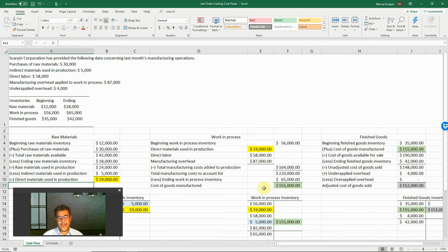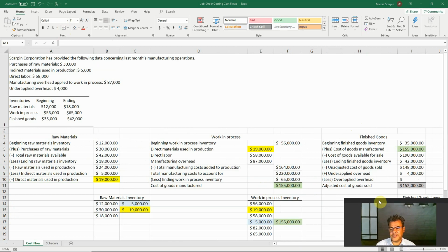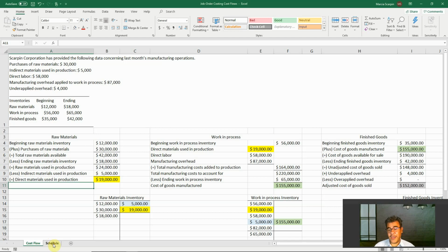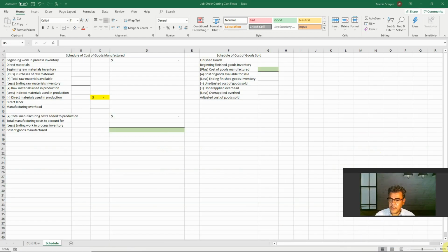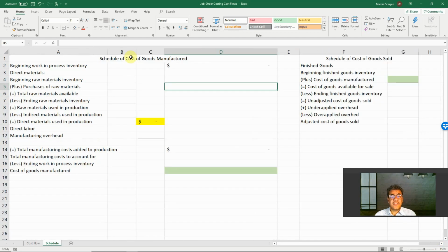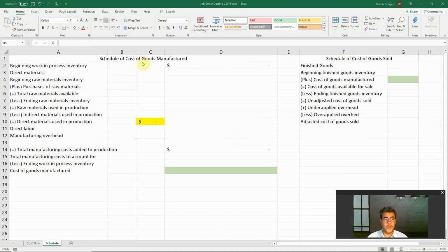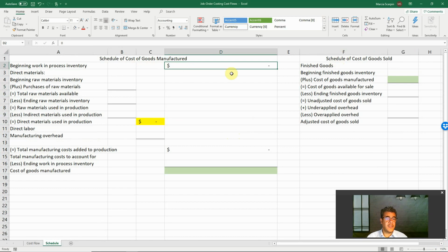But this is pure accounting. If we show it to our managers, probably they will not figure out what we are doing. So we work with schedules. Schedules are easier for them. However, this schedule is quite small. Schedule for cost of goods manufactured, schedule for cost of goods sold. But we have our numbers, so we don't need to put all of the numbers here again.